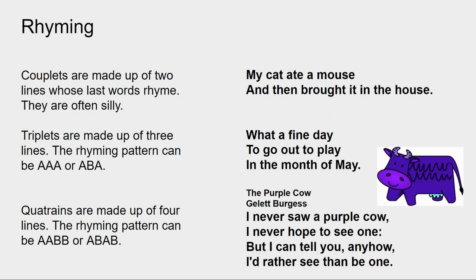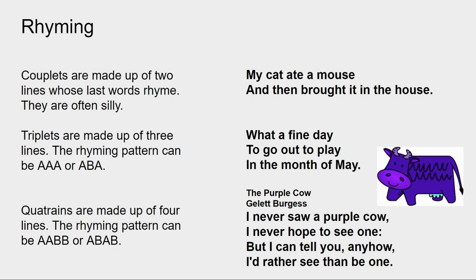And finally, we have rhyming poems. We usually think of rhyming when we think of poems. And if we think about it, Dr. Seuss books are all basically poems. And there are different types of rhyming poems. We have things called couplets, and that's two lines and their last words rhyme. So, my cat ate a mouse, then brought it in the house. It doesn't matter how many syllables you have, just mouse and house rhyme.